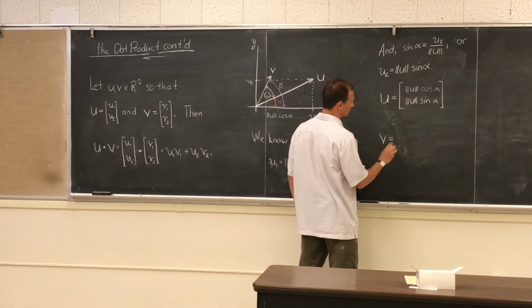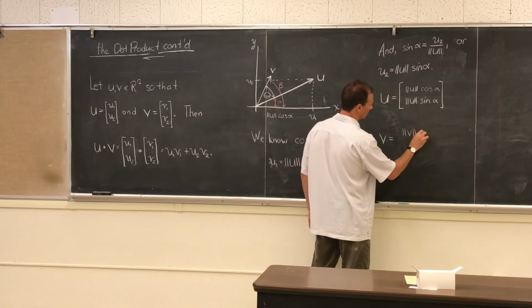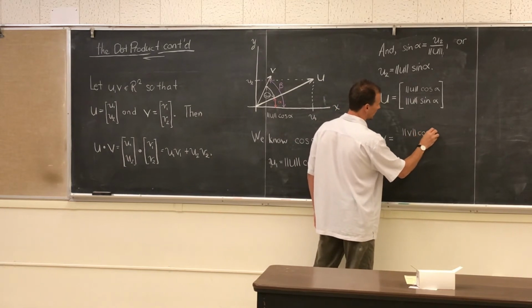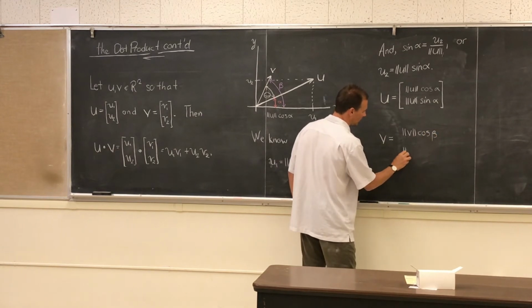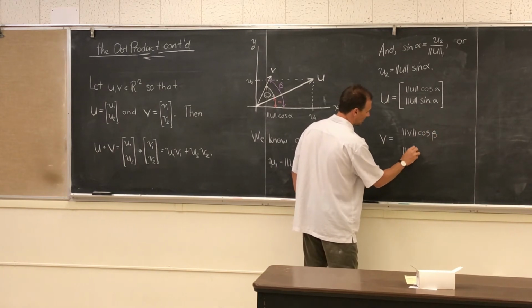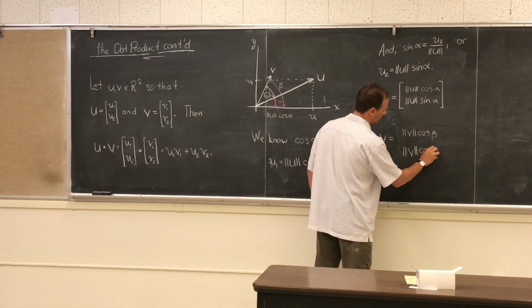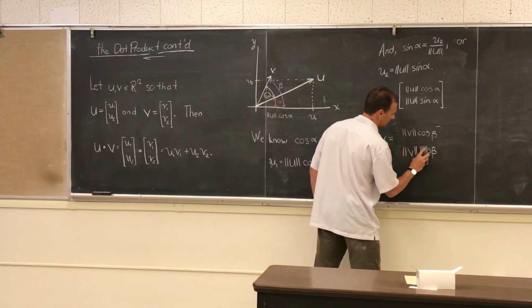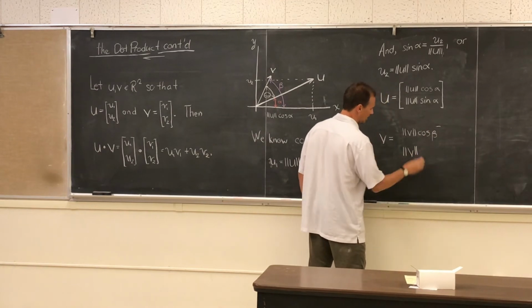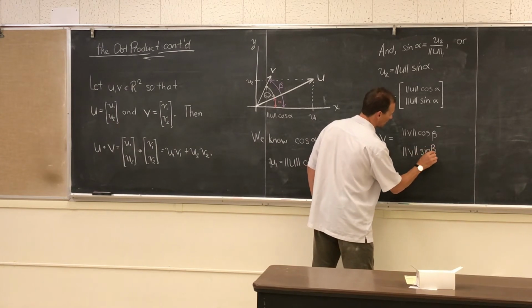v is equal to the length of v times the cosine of beta, and its v2 is the length of v times the sine of beta. Oh, sine, thank you. Yes, this is the sine. Let's fix that. Sine beta.